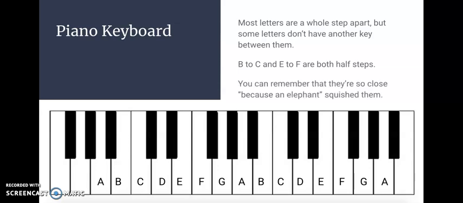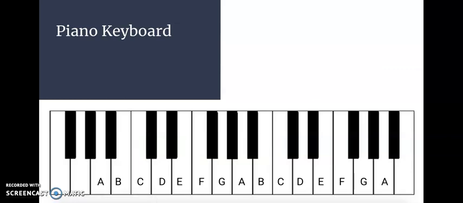And we can remember that they're so close together because an elephant, B, C, E, F, squished them. Okay, so maybe you don't like the joke, but at least it can help you remember that right there between B and C, and right there between E and F, there's no black key, and they're only a half step apart. Everything else is a whole step.